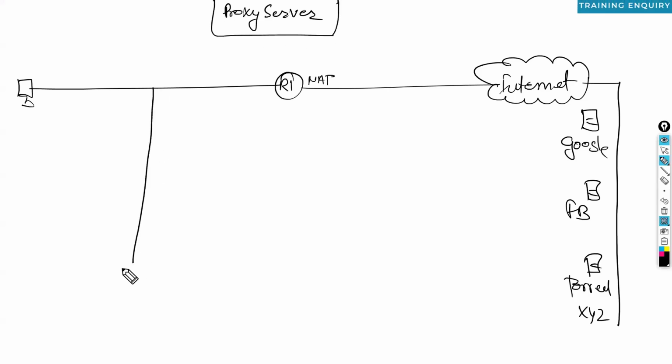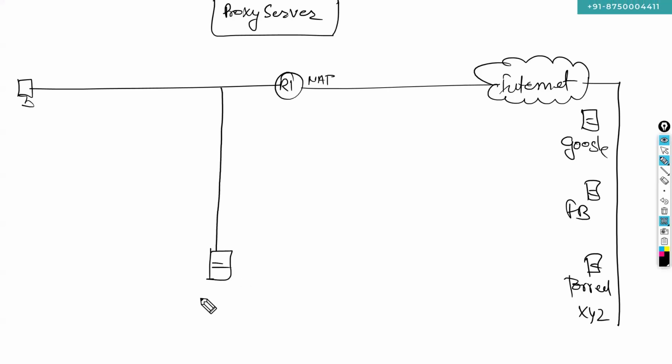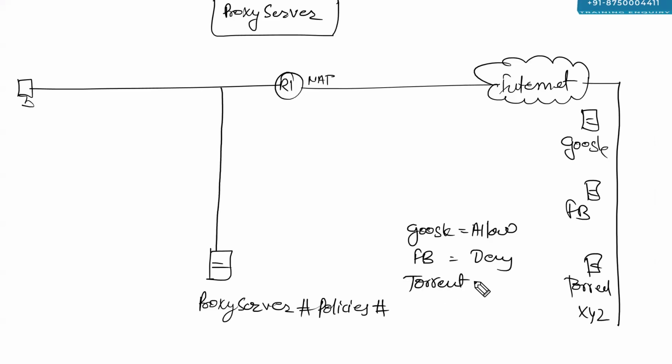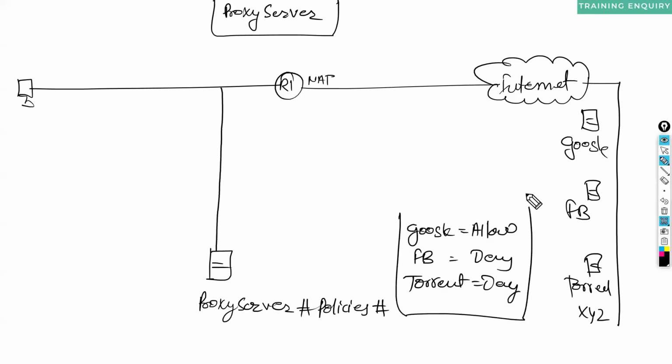So we will deploy a proxy server in our LAN, and this will be our proxy server. At the proxy server, we will define policies. Policies will be like this: if anyone is going for Google, that should be allowed. If anyone is going for Facebook, that should be denied. If anyone is going for a torrent server, for example, that should be denied. So this thing we have to configure at our proxy server.